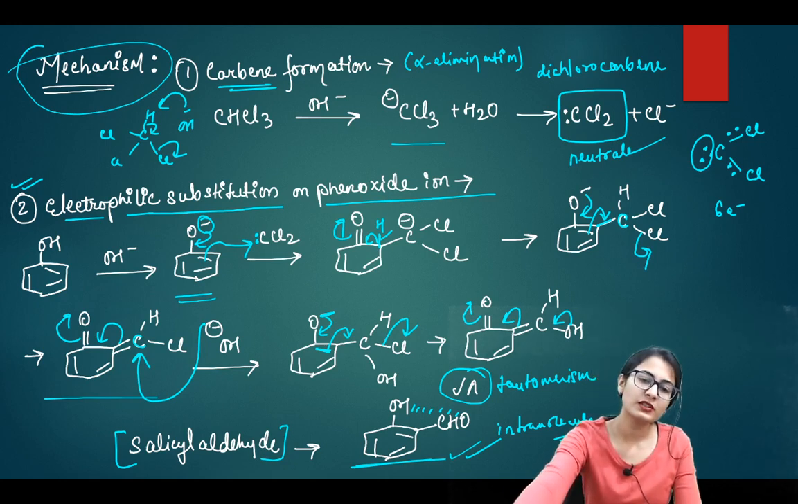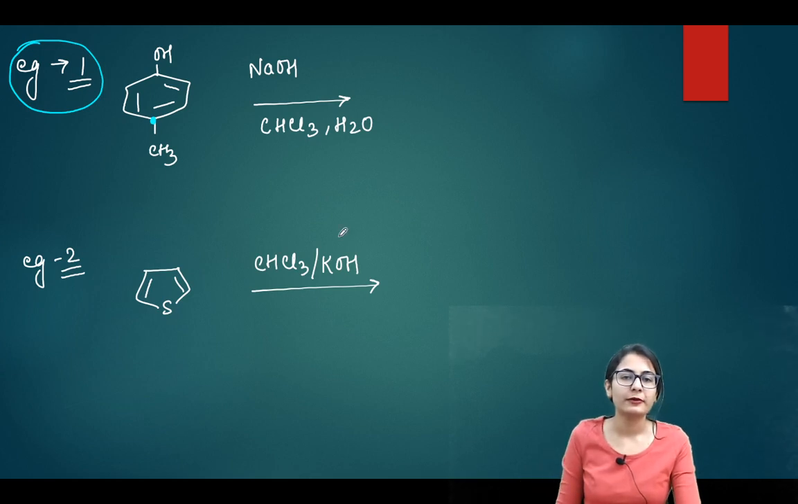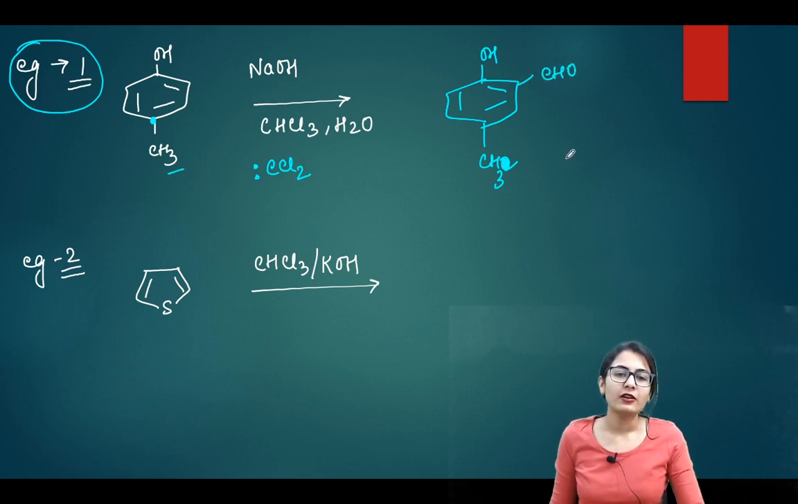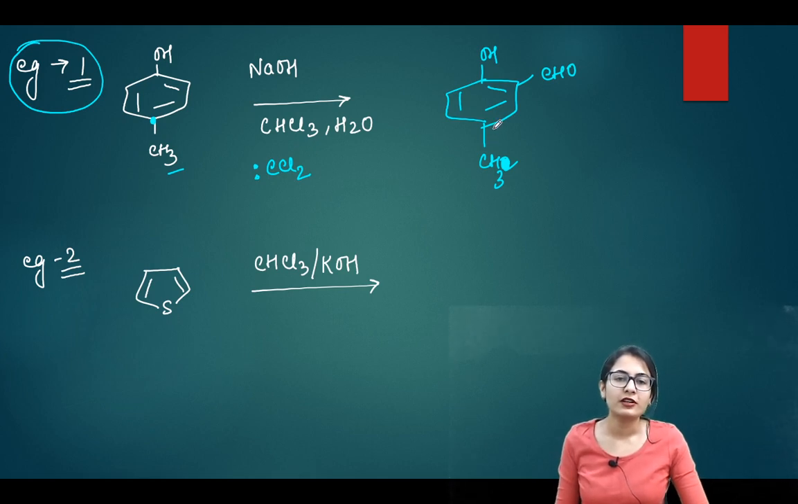If the ortho positions are blocked, then you get the para product. So what do you expect in this reaction? Once again, your carbene, dichlorocarbene, is going to be generated in this manner, and the final product is going to be ortho formylation. This is CH3, sorry, there is no oxygen over here, it is CH3 methyl, just the same, and here you get the formylation. So this is our major product of the reaction.